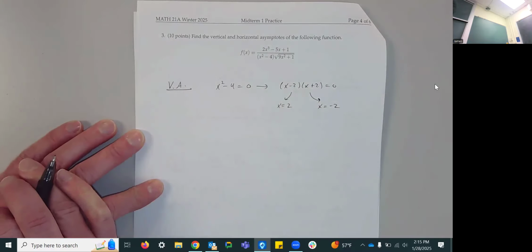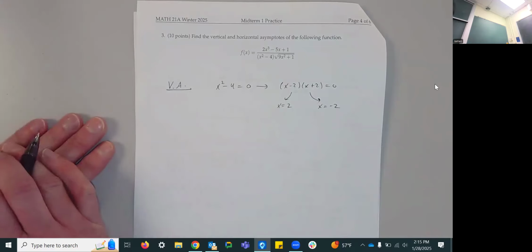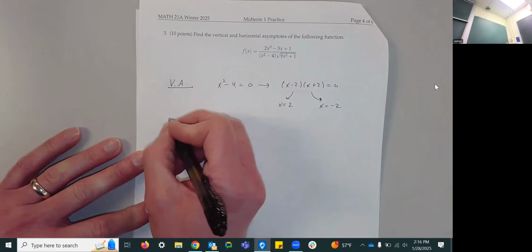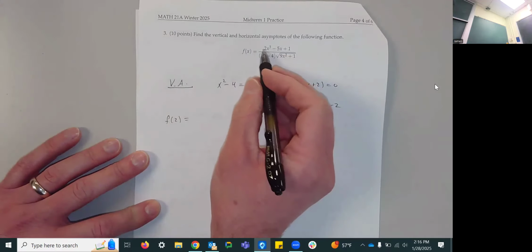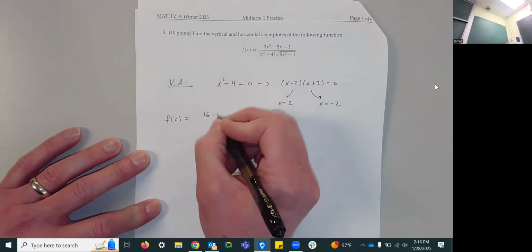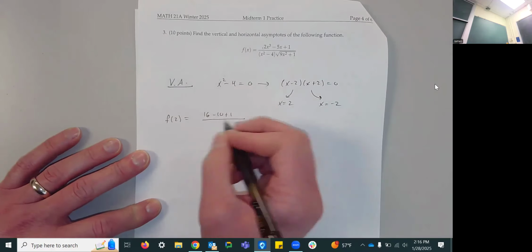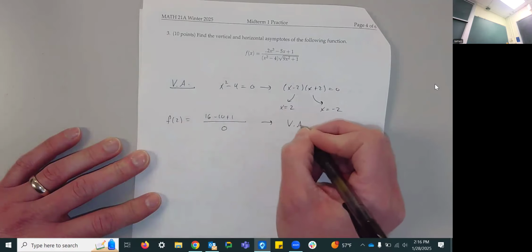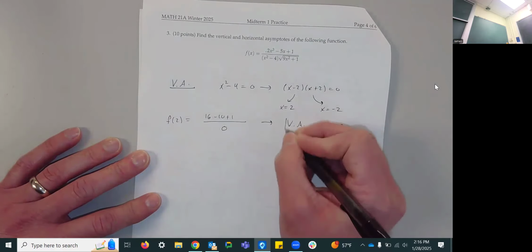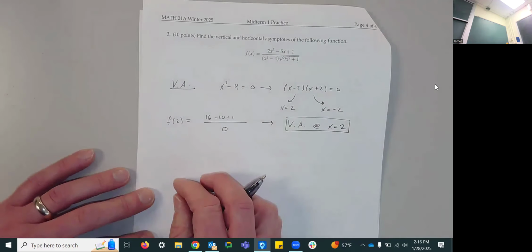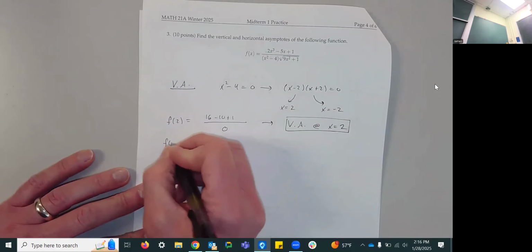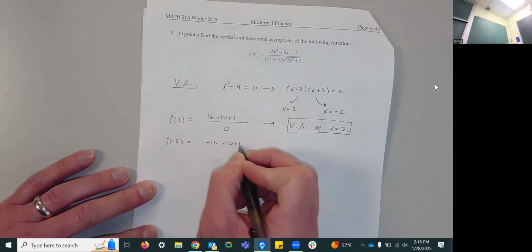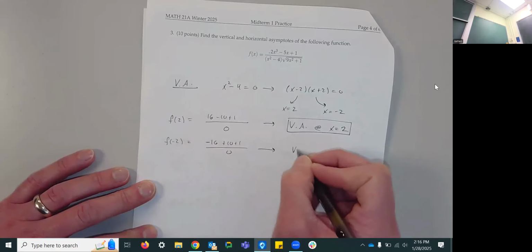So these are my potential vertical asymptotes. But the problem is, it might be the case that when you plug in one of these values, you get 0 on top as well. So let's double check. If I plugged in 2, on top I'm going to get 2 times 8, which is 16, minus 10, plus 1, which is not 0, over 0. Cool. That means I'm going to have a vertical asymptote at x equal to positive 2. If I plug in negative 2, I'm probably going to be fine as well, but it's good to check. So f of negative 2, I'm going to get 2 times negative 8, which is negative 16, plus 10, plus 1, also not 0 over 0. So yes, we're good to go.